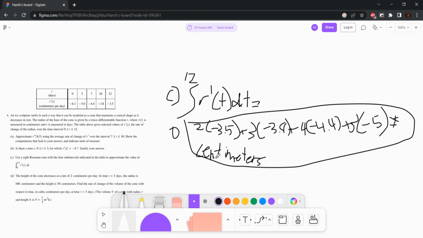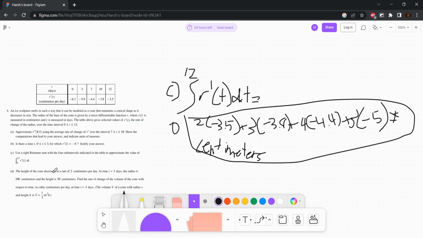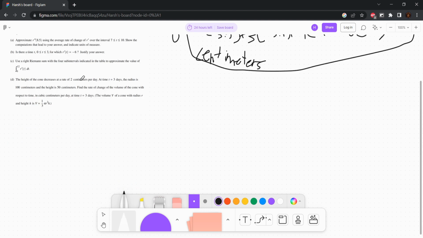Okay, so now D. The height of a cone decreases at a rate of 2 centimeters per day. At time t equals 3, the radius is 100 centimeters and the height is 50 centimeters. Find the rate of change of the volume of the cone with respect to time in cubic centimeters per day at time t equals 3 days. The volume V of a cone with radius r and height h is V equals 1/3 pi r squared h. So this question does appear challenging. However, related rates really aren't that difficult if you think about it.